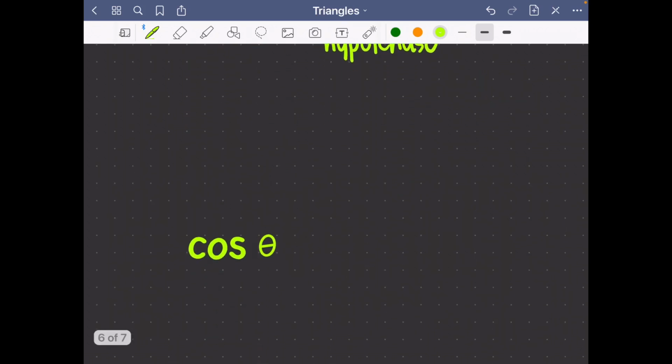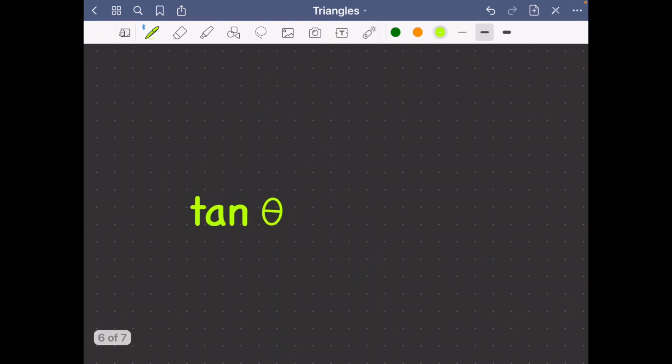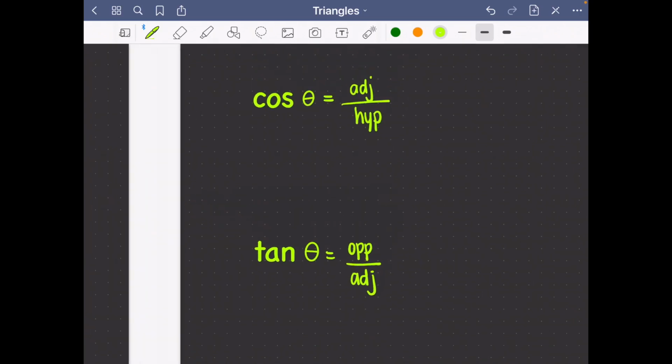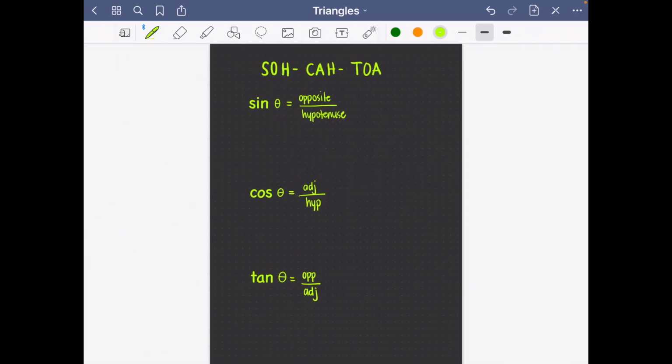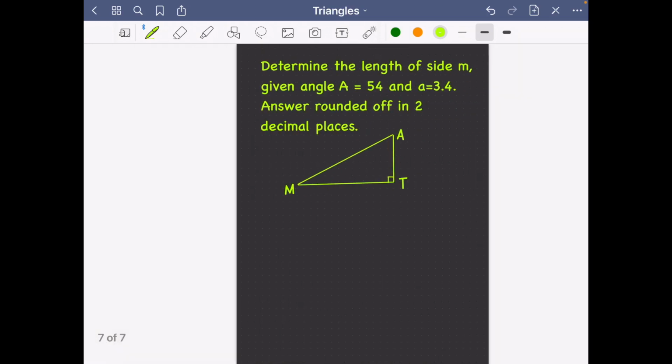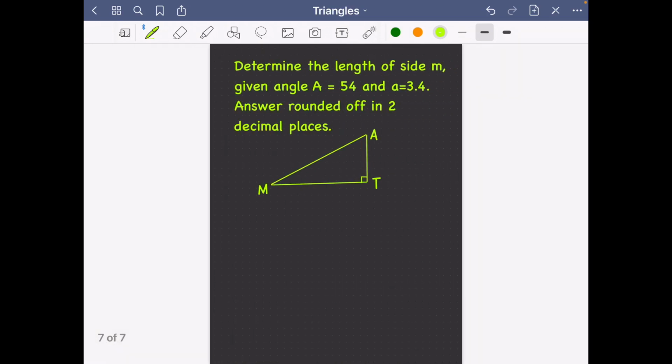Okay? Cosine means CAH. So adjacent over hypotenuse. And tangent is TOA. So opposite over adjacent. Okay, so that's SOHCAHTOA. Now, let us answer the following question.